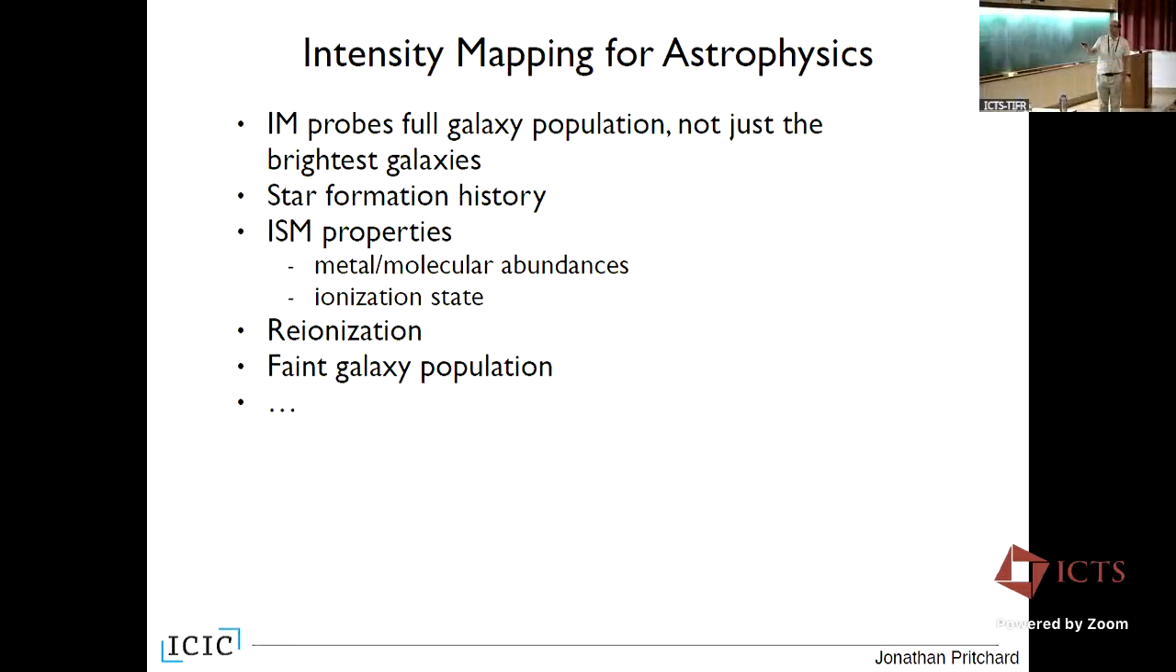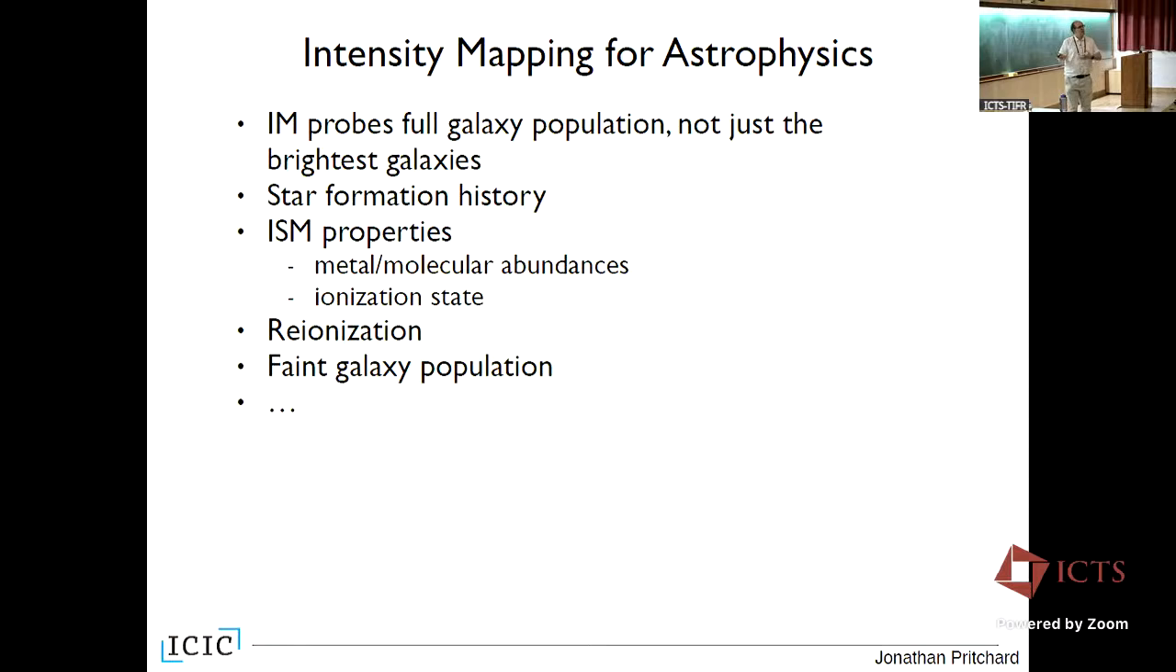And so you can probe the full galaxy population and maybe measure the star formation history, measure properties of the interstellar medium, especially the abundances of metals and molecules inside of galaxies, their ionization states. You could learn about reionization. So this is going to be quite complementary to the 21 centimeter studies you heard about earlier, in the faint population.